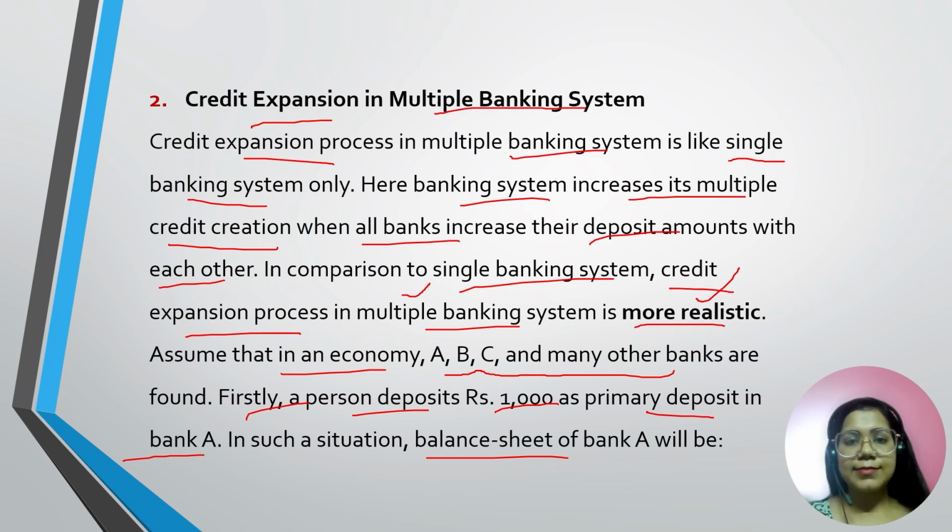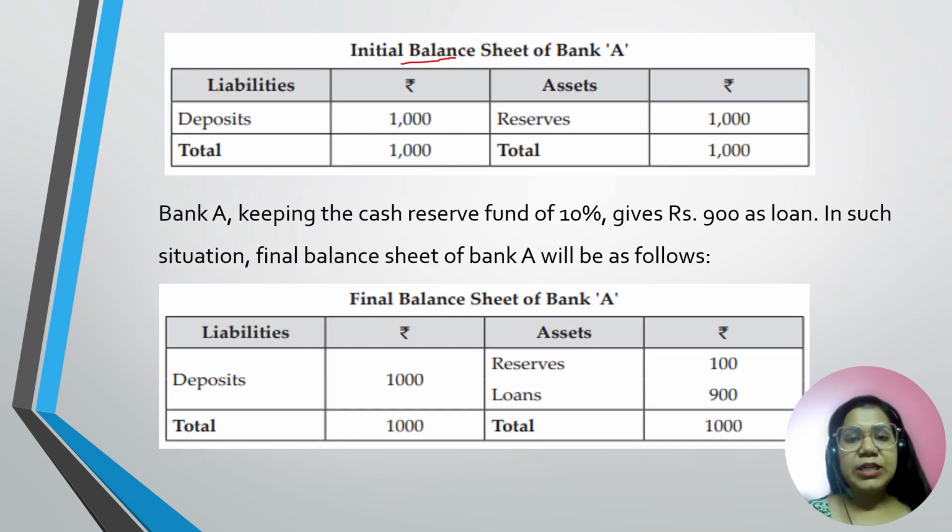So the initial balance sheet of bank A, again it will be divided into liabilities and assets. So a person has deposited 1000 rupees in bank A. This is a liability because this is a demand deposit, that is, on demand the bank has to return this amount. Then on the asset side there will be reserves. So this deposit will be reserves of 1000 rupees. Again the total on both sides is what?